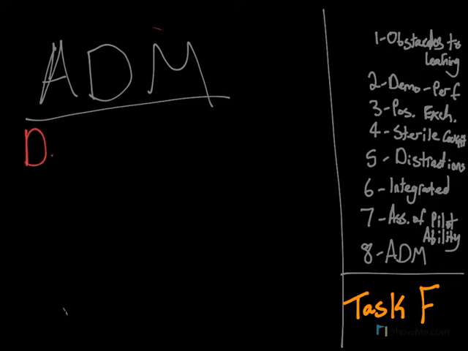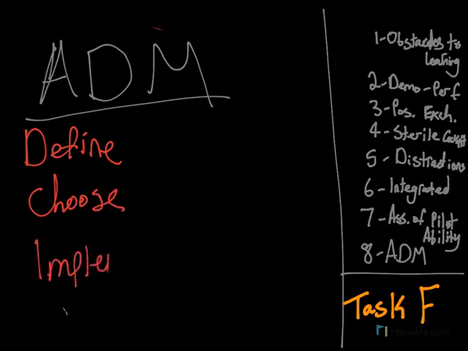We define a problem, we choose a course of action, and then we implement our decision. We define the problem, we're too low. We choose what to do, let's add full power and climb, and we implement it by actually reaching down to the throttle, putting in full throttle, and pulling back on the yoke, and giving it a climb. That is the aeronautical decision-making process.